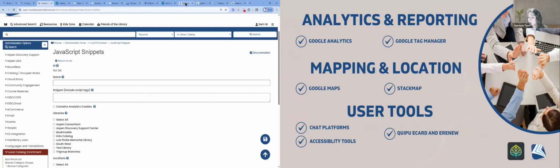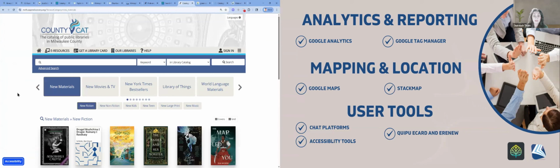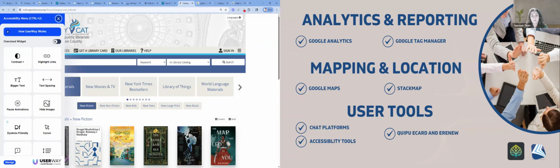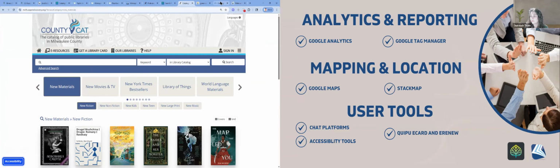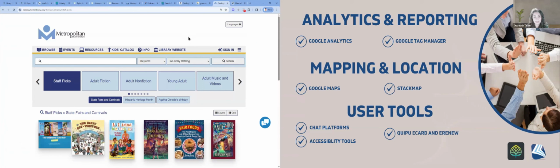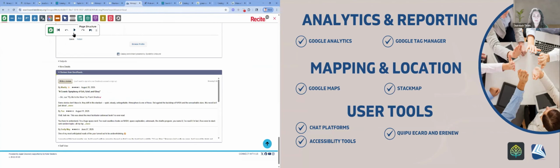So here, for example, Milwaukee of Muckfless County Cats with Sierra in the backend are using UserWay as one of the accessibility tools. Metropolitan Library System with CarolX at the backend is using the chat platform Help, so you can reach out to them directly and converse with a librarian in real time. And I think you might have most likely already seen it on Westlake Porter as well, with the Recite Me panel right on the top that allows users to navigate Aspen using this accessibility tool.